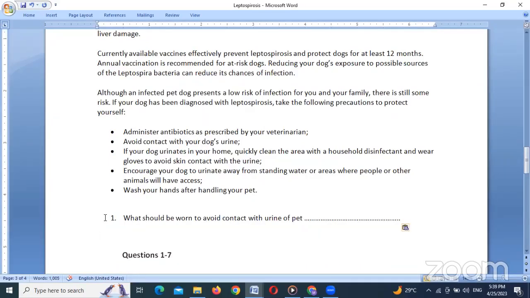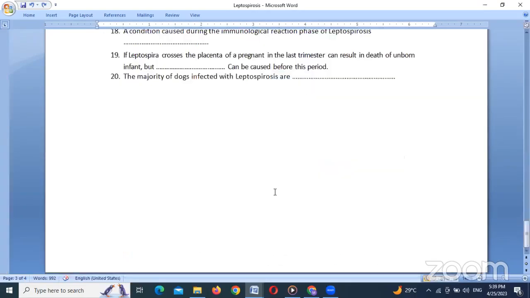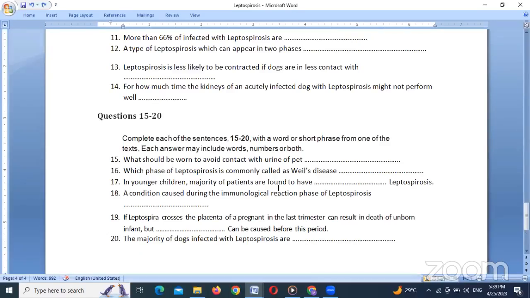People on Facebook, write your answers in the chat, please, quickly. What should we avoid contact with urine of pets with? Very good, excellent. Don't think that in the real exam every question will be tricky. There would also be some very easy questions. So the answer is gloves.